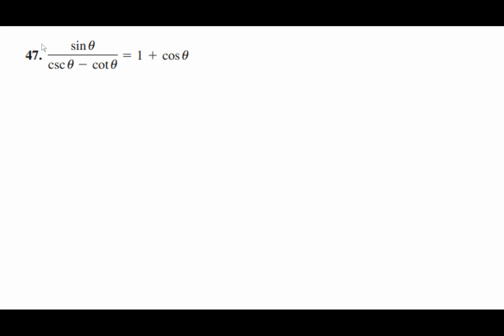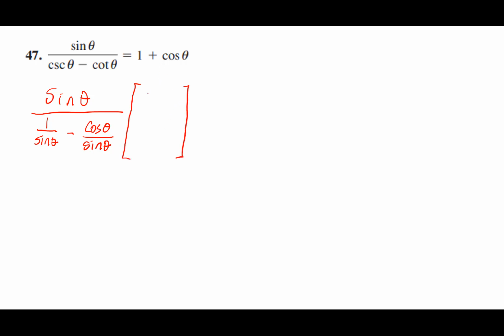And that makes me think we need to just change everything so that it's just sine and cosine on the left side, starting with sine theta on top. And I'm going to change the bottom. I'm just going to write the quotient identities for these. So cosecant is 1 over sine theta, and cotangent is cosine theta over sine theta. And now I've got this big complex fraction. I'm going to multiply the whole thing by sine theta over sine theta, so that I can simplify it to just a simple fraction.